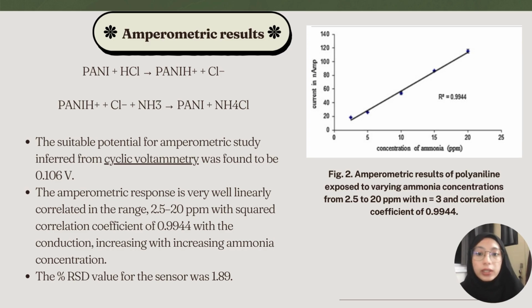The suitable potential for the amperometric study, inferred from the cyclic voltammetry, was found to be 0.106 volt. In figure 2, we can see the amperometric response is very well linearly correlated in the range between 2.5 and 20 ppm, with a squared correlation coefficient of 0.9944, with the conduction increasing as the ammonia concentration increases. The RSD percentage for the sensor is 1.89.